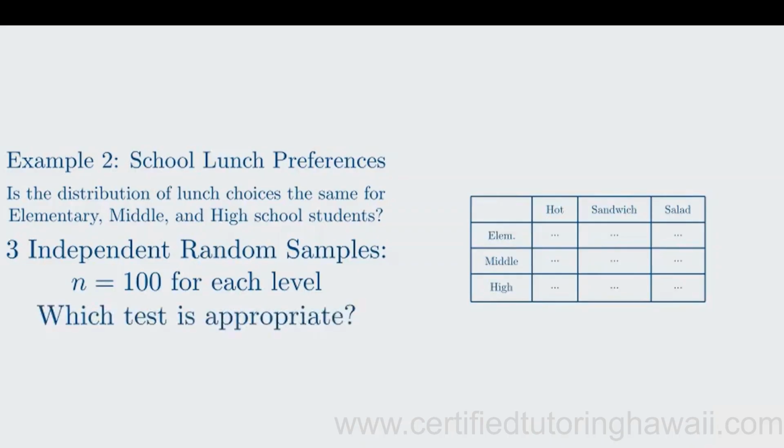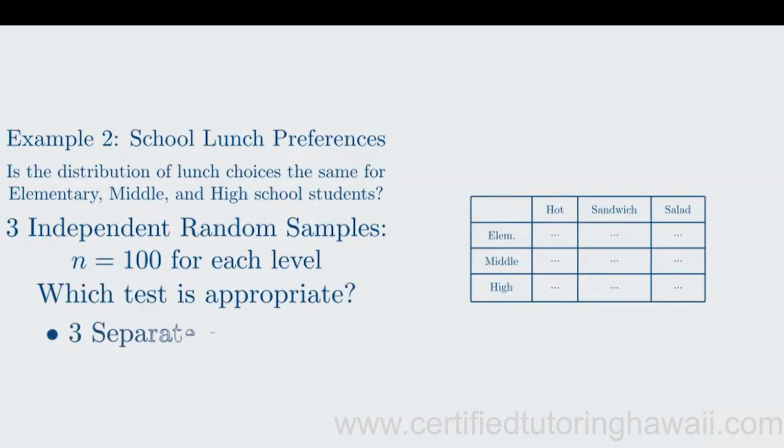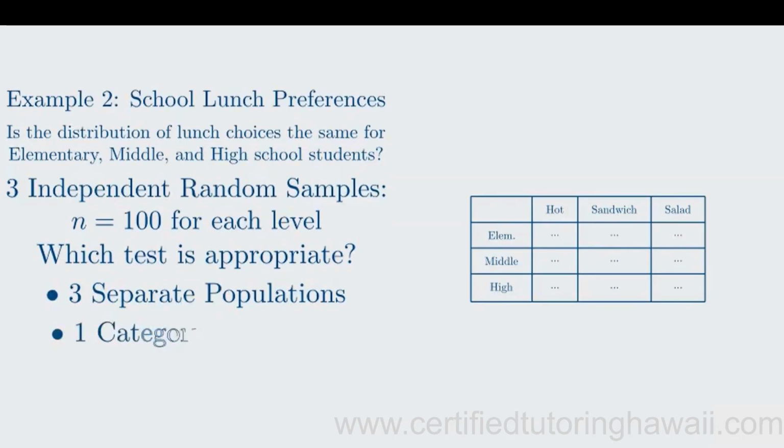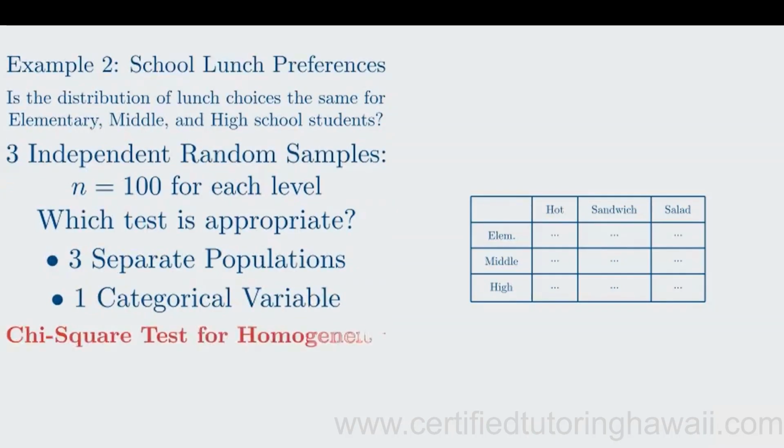Which test is appropriate here? Notice that the researcher didn't just take one big group of students. They took 3 separate independent random samples, one from each population of school levels. They are comparing the distribution of a single variable, lunch choice, across those 3 populations. The appropriate test is the chi-square test for homogeneity. Because we are looking for a difference between groups, our hypotheses will look like this.